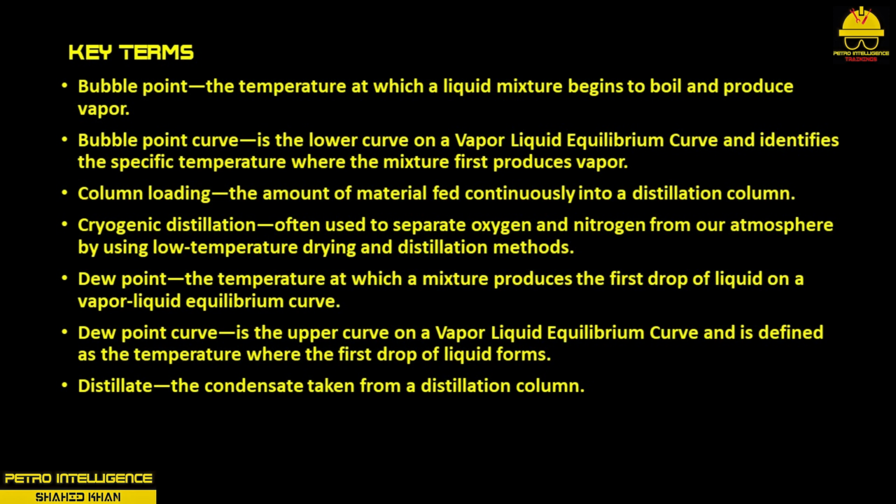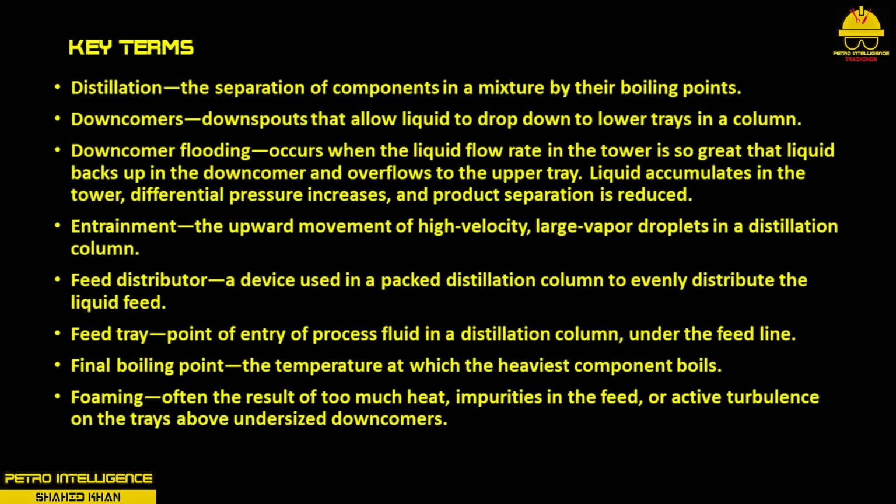Distillate is the condensate taken from a distillation column. Distillation is the separation of components in a mixture by their boiling points. Downcomers are downspouts that allow liquid to drop down to lower trays in a column. Downcomer flooding occurs when the liquid flow rate in the tower is so great that liquid backs up in the downcomer and overflows to the upper tray. Liquid accumulates in the tower, differential pressure increases, and product separation is reduced.